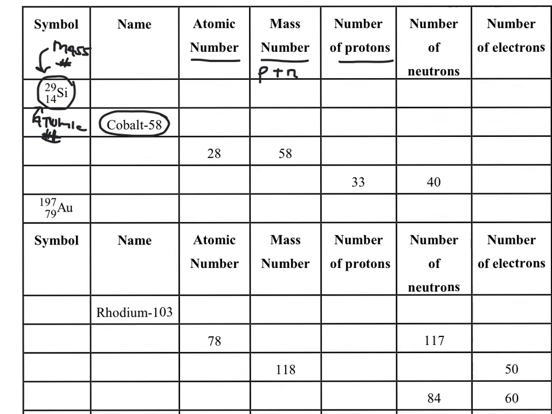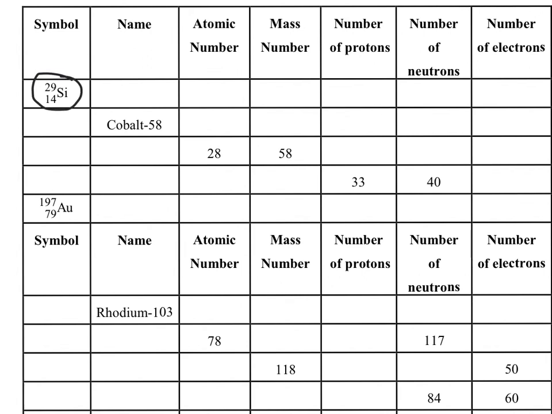So let's go. Starting with number 1, we have 29 over 14 Si. When looking on the periodic table, I know that Si is the element silicon. And what specific isotope is silicon? It's silicon 29. That's telling me that, yes, silicon always has 14 protons, but that means it has even more additional neutrons, and there's a specific amount. So we identify silicon as silicon 29.